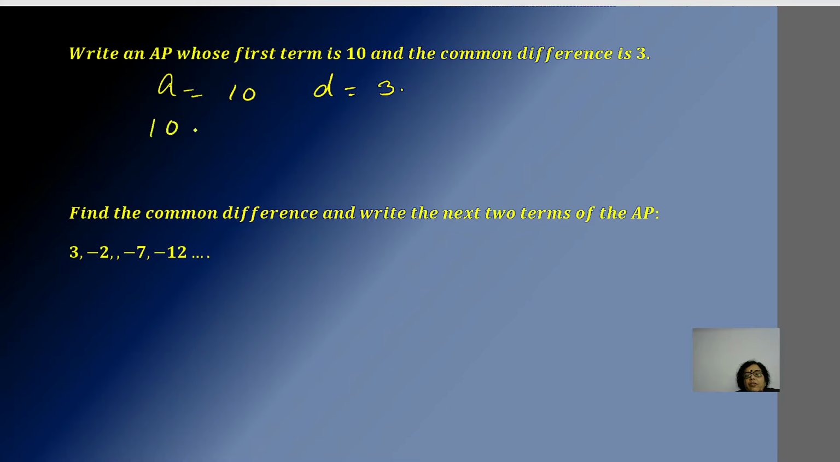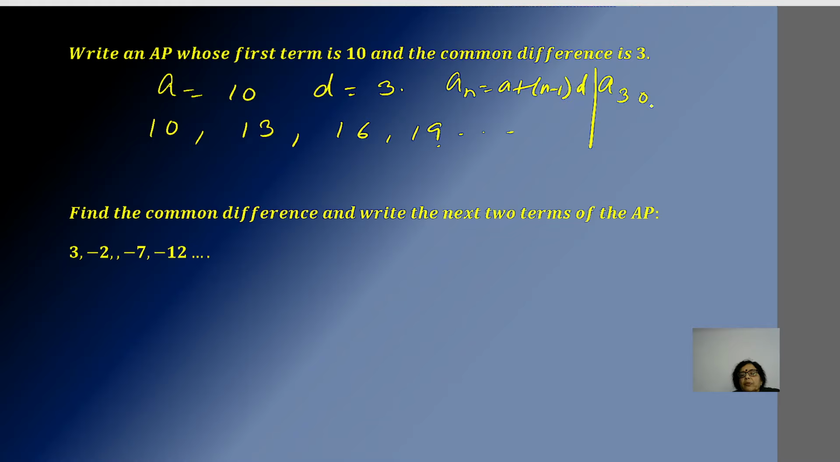So obviously the first term is 10, the second term is 10 plus 3, 13, 16 and 19 and so on. If you have to write only a few terms, you can just go on adding and generate this particular AP. But supposing you're asked for the 40th term or the 30th term, in that case you'll have to take the general expression, that is an is equal to a plus n minus 1 into d.